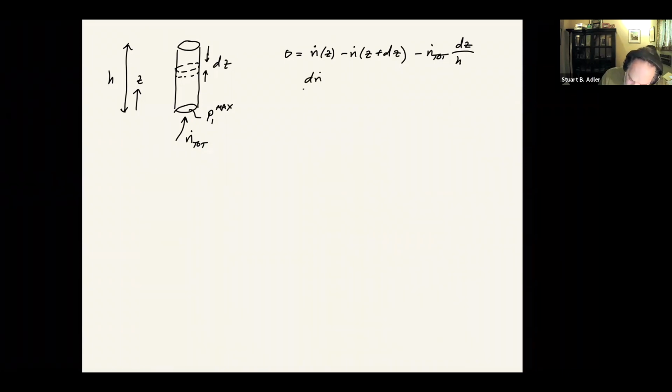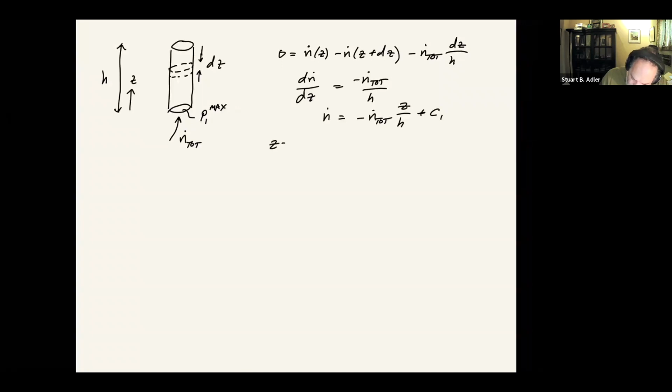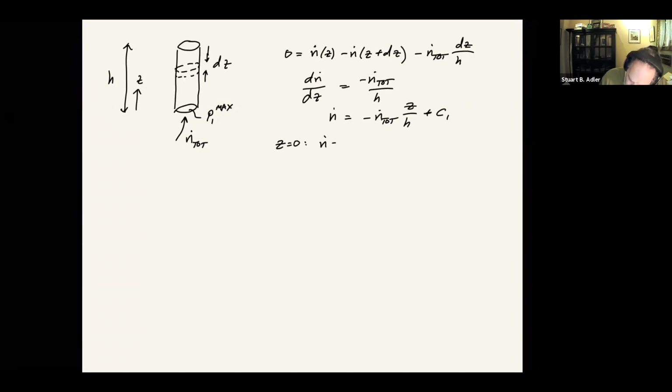So dṅ/dz would be minus ṅ_tot divided by h, or ṅ is equal to minus ṅ_tot times z over h plus a constant. And I have one boundary condition. I know at z equals 0, ṅ equals ṅ_tot. So I can plug that in, and we're just going to get that C1 is ṅ_tot. So ṅ is going to be ṅ_tot times 1 minus z over h.